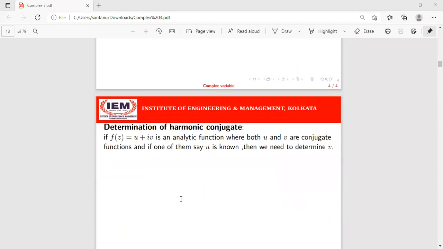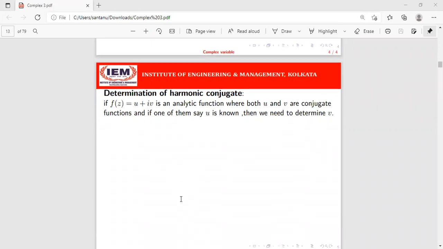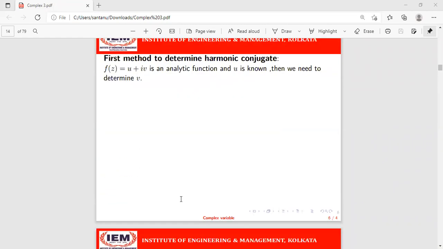So, determination of harmonic conjugate. If u plus iv is an analytic function where both u and v are harmonic conjugates, then if one of them, say u, is known, we can determine v. Similarly, if v is known, we can determine u. So how we do this, we'll be discussing here.